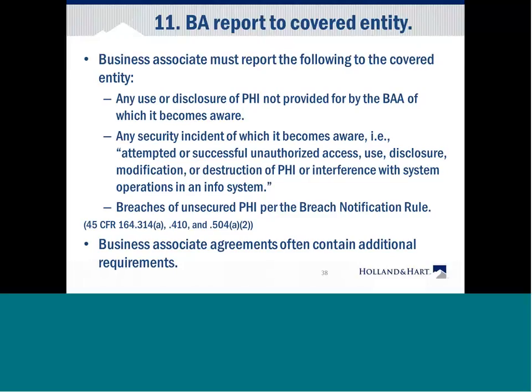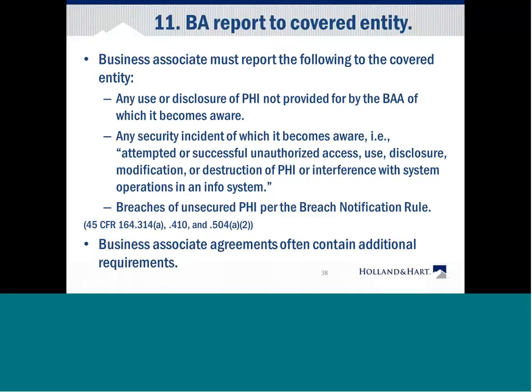Next, if you're a business associate, that business associate has an obligation to report breaches to the covered entity. The business associate must report the following: any use or disclosure of protected health information not provided for by the BAA, the Business Associate Agreement, of which it becomes aware. So even though there wasn't a privacy rule violation, if there was a use or disclosure that violated the Business Associate Agreement, that business associate still has an obligation to report that to the covered entity.